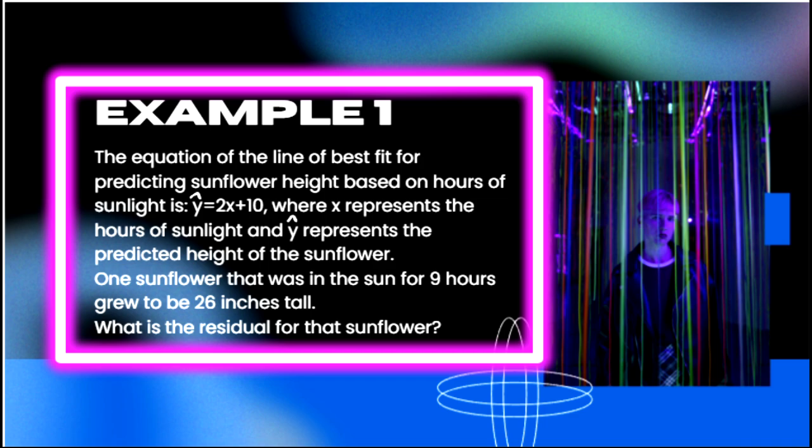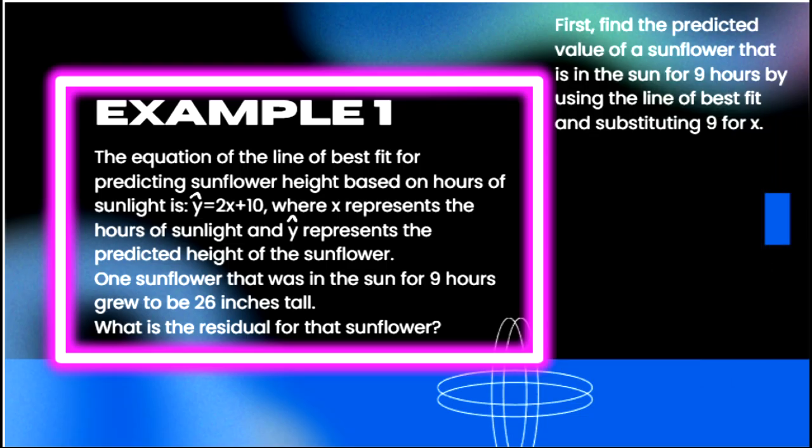So if you remember, we just wrote down the formula for residual. Residual equals y minus y hat, where y is the actual value and y hat is the predicted value. So first find the predicted value of a sunflower that is in the sun for 9 hours by using the line of best fit and substituting 9 for x.